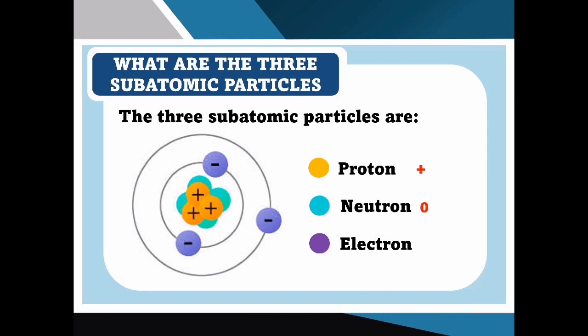Meanwhile, the neutron is an uncharged subatomic particle with a mass of 1.675 times 10 raised to negative 24 grams. It is also located at the nucleus of an atom. Together with the proton, they contribute to the mass of an atom. And finally, the electron is a negatively charged subatomic particle with a mass of 9.11 times 10 raised to negative 28 grams. It surrounds the nucleus of an atom.